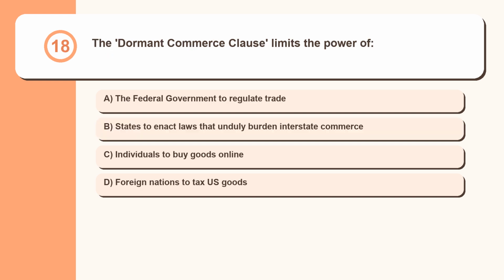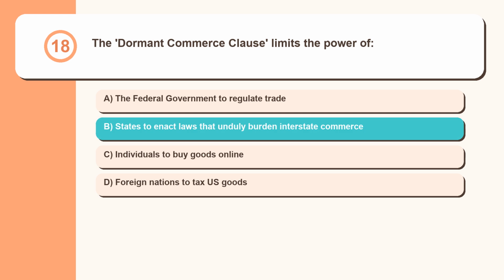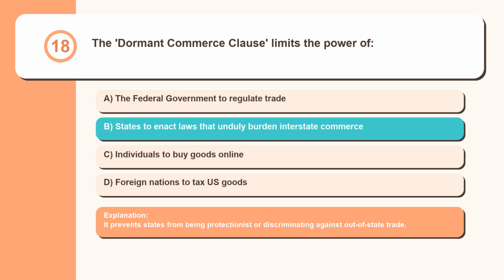Question 18. The Dormant Commerce Clause limits the power of the federal government to regulate trade, states to enact laws that unduly burden interstate commerce, individuals to buy goods online, or foreign nations to tax U.S. goods. It prevents states from being protectionist or discriminating against out-of-state trade.